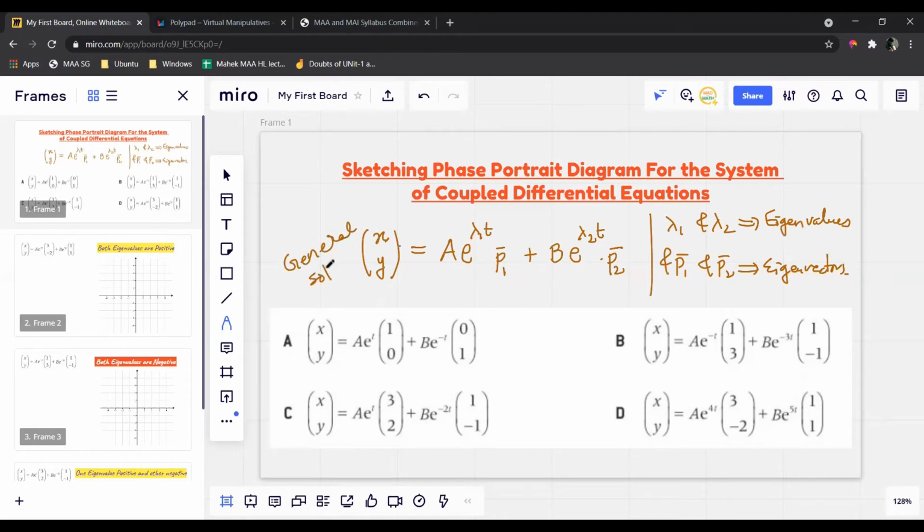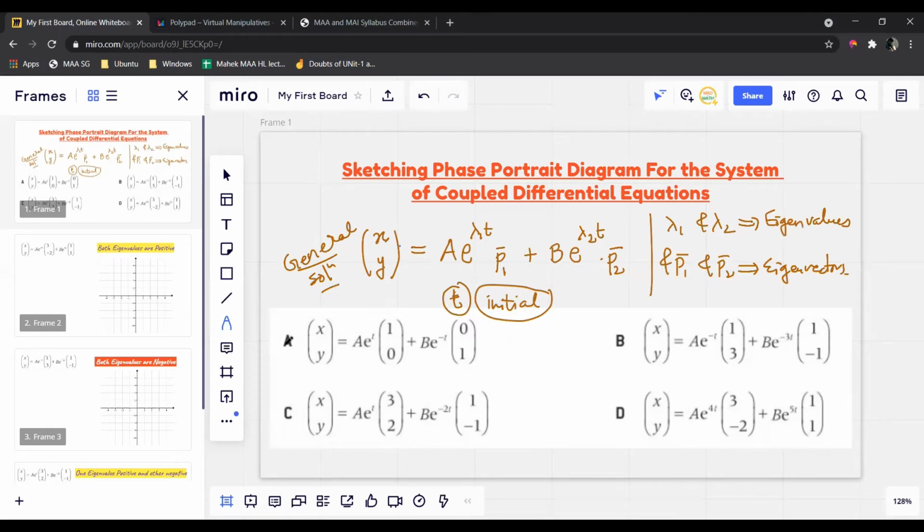Why general solution? Because we don't know the values of a and b right now. The moment you get the values of a and b, it is called a particular solution. So a and b depend upon the initial condition. When the system starts, at that time, when time is equal to 0, whatever data we have, as per that data, we can get the values of a and b.